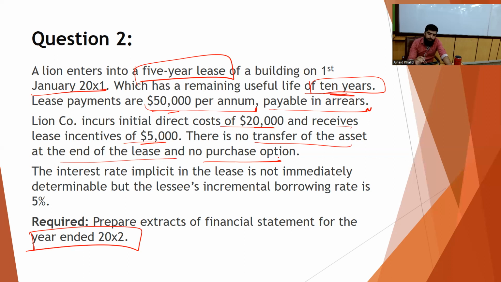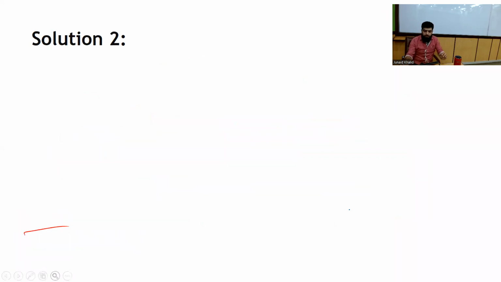It means we are going to depreciate that asset over the shorter of the lease term or the useful life. The interest rate implicit in the lease is not given in the question, but the incremental borrowing rate is 5%. We need to prepare the financial extract of this question. Okay, let's start.